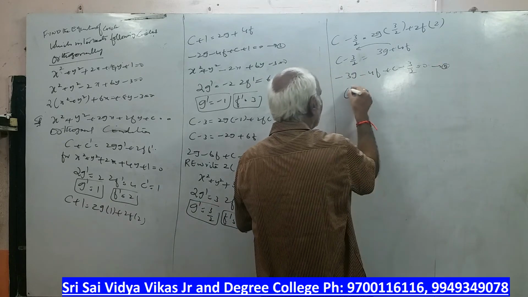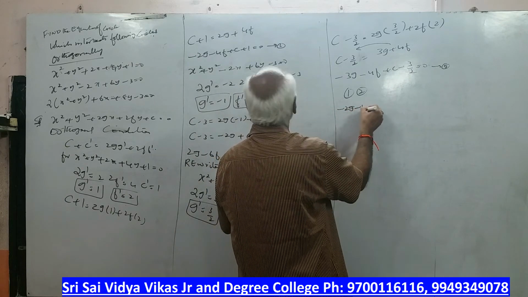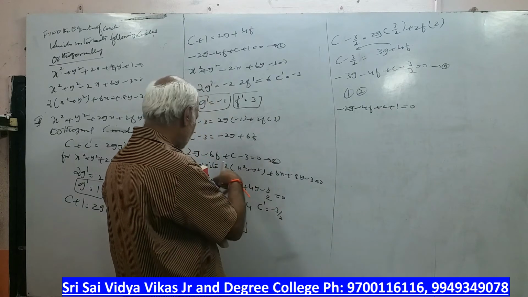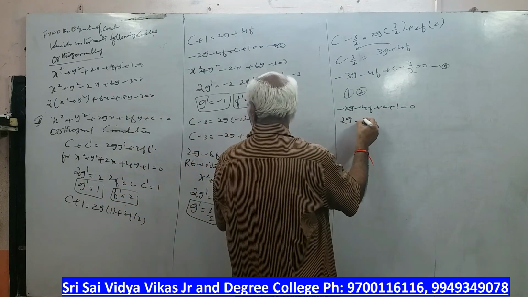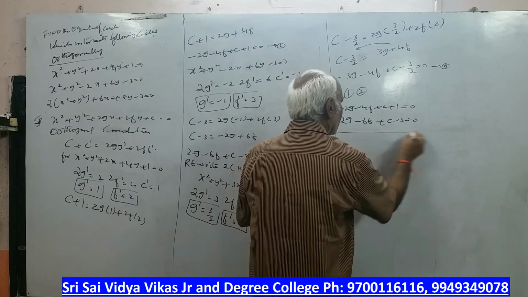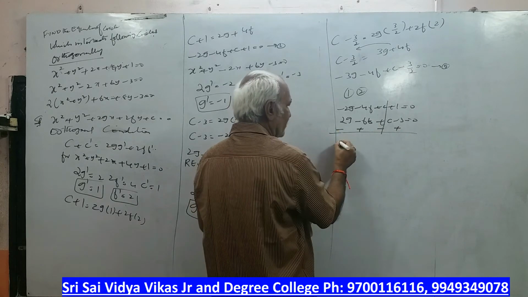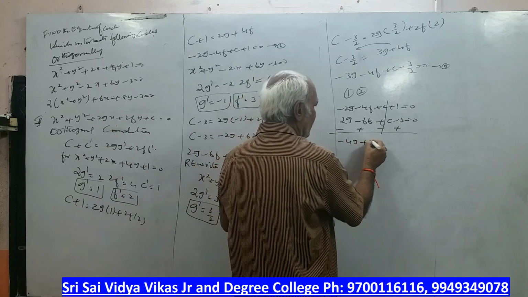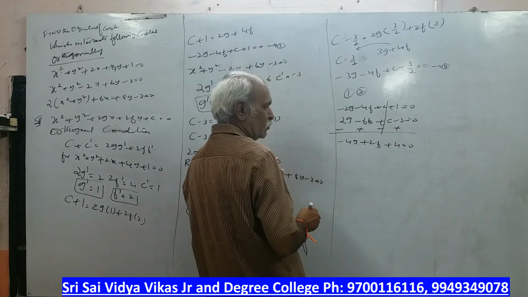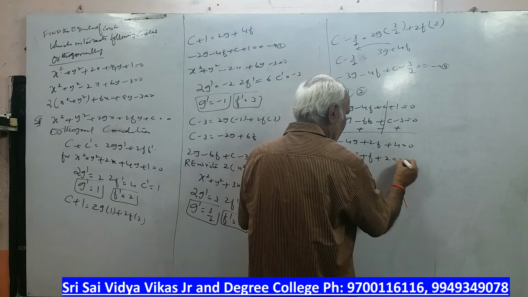Now solve 1 and 2. What is the first equation? Minus 2g minus 4f plus c plus 1 is equal to 0. What is the second equation? 2g minus 6f plus c minus 3 is equal to 0. Subtract: minus plus minus plus. These two will get cancelled. What do we get? Minus 4g plus 2f plus 4 is equal to 0. Cancel with 2 table. So what will happen? Minus 2g plus f plus 2 is equal to 0.